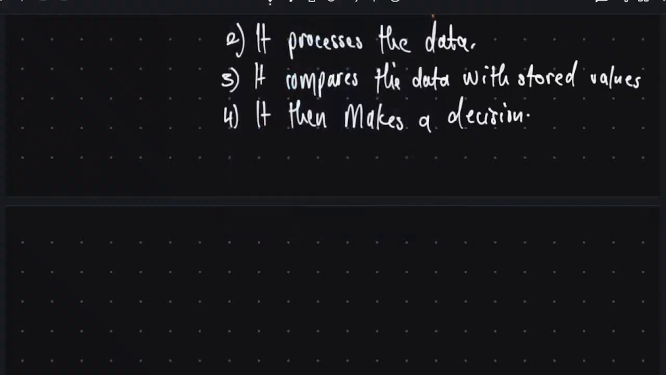So now it sends instructions. It will say that the fan should turn on, then tell the fan to turn on. So it sends instructions to actuators. It receives data, processes it, compares it with stored values, makes a decision, and sends the instruction to actuators. Are we together? Yes, we're together.